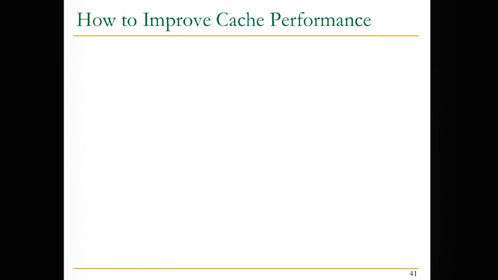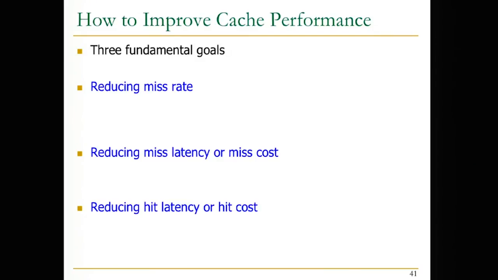Okay. So we're going to talk about how to improve cache performance. There are usually three fundamental goals. You want to reduce the miss rate. That's one way of improving performance, but it may come at the cost of something else. You can reduce the miss latency or miss cost. Again, that's another way of improving performance. It may come at a cost of something else. You can reduce the hit latency or hit cost. It may come at the cost of something else, right?